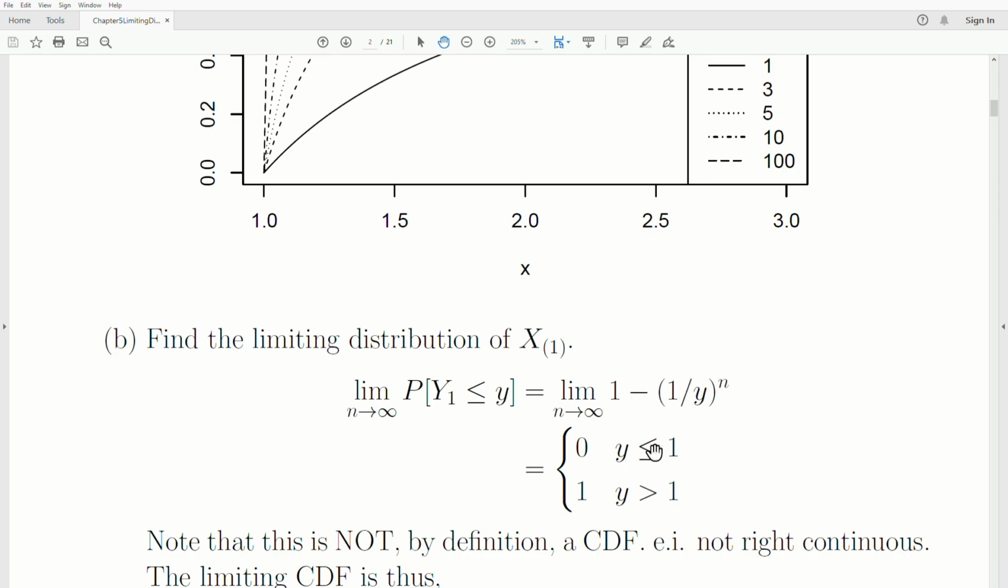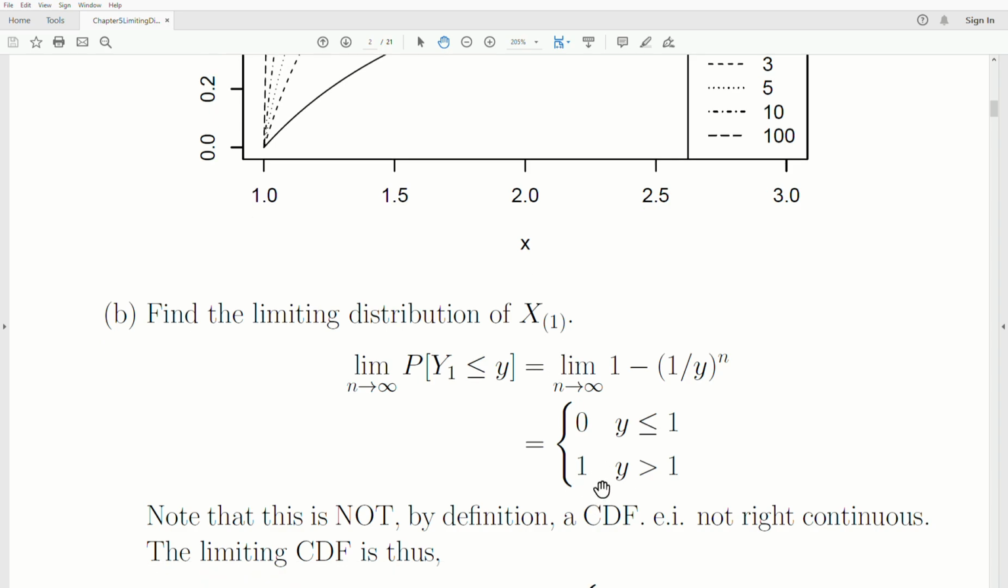So if y is less than or equal to 1, it's 0. If it's greater than 1, it's 1. That's the limiting distribution of the minimum order statistic. However, this is not a CDF, so this is not the answer yet.